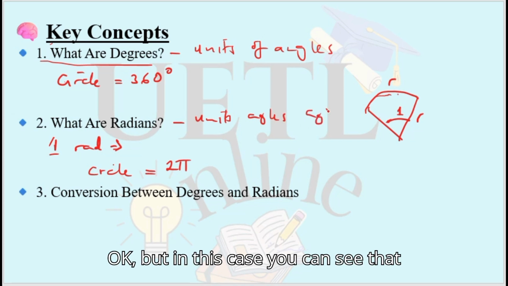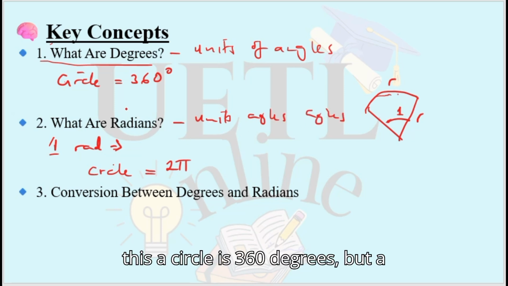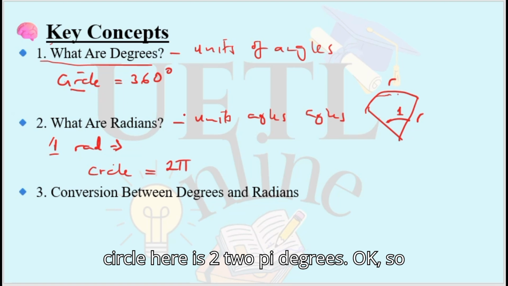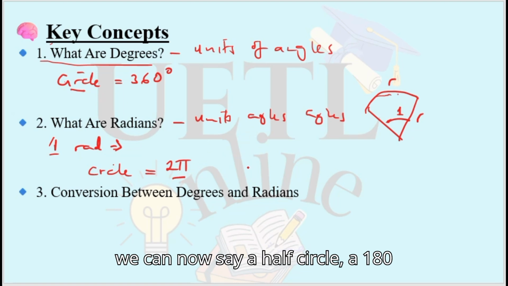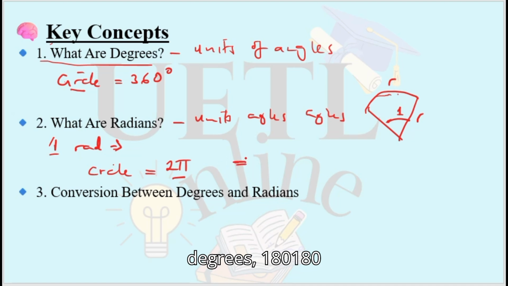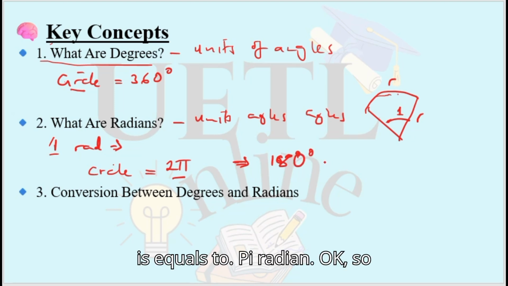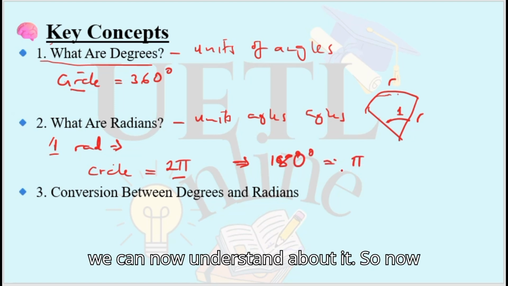In this case, a circle is 360 degrees, but a circle is 2 pi radians. So we can now say a half circle, 180 degrees, is equal to pi radians. Now we can understand it.